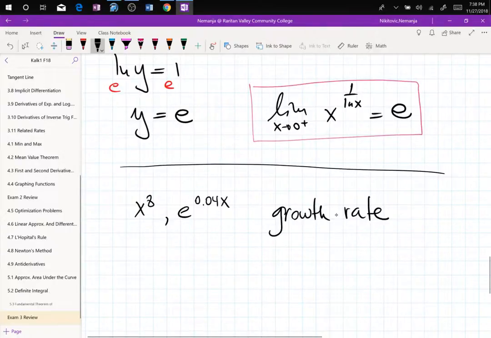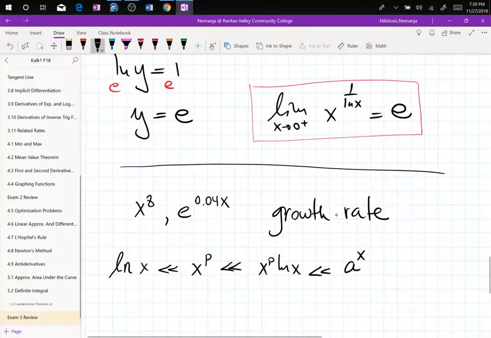So for the growth rate of functions, ln of x is growing slower than x to some power p. It grows slower than x to the p ln x. Grows slower than exponential. This list will be expanded on. Grows slower than x to the x. We can put more stuff in here, but generally this is it.